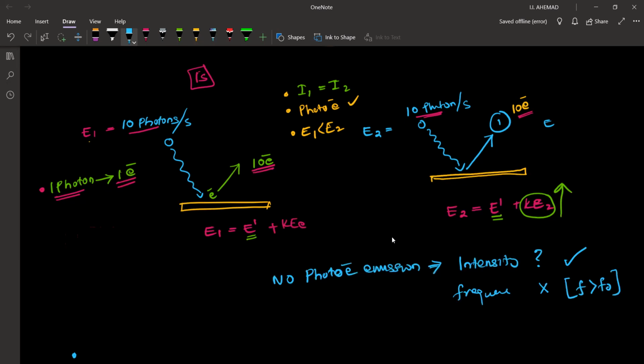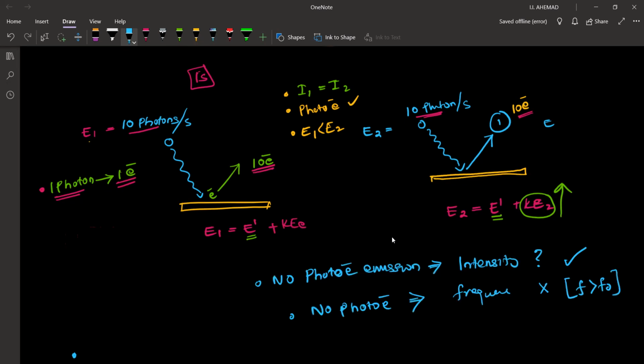Okay. Now look, number of photoelectrons. Does it depend on frequency? No. Are you clear with these 2 points?